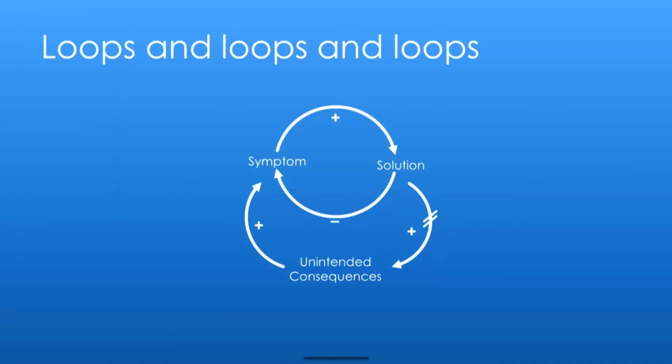One of the most important ones is the unintended consequences loop, where you have an inner loop with a rising symptom and then a solution, and then a delay, the little hash marks there indicate a delay, with an unintended consequence. And there are lots of examples of this. One very quick one, it's not a documented story, but it's such a good story, I love it anyway.